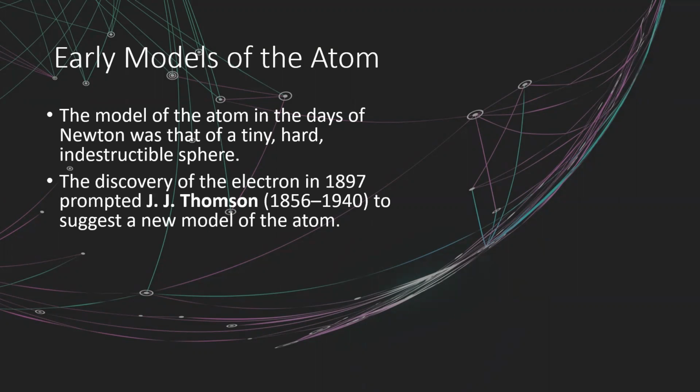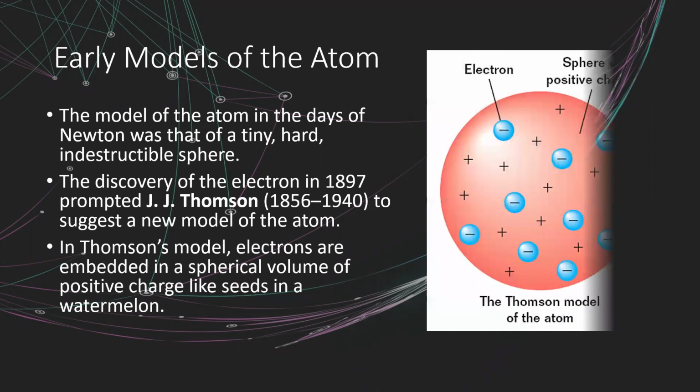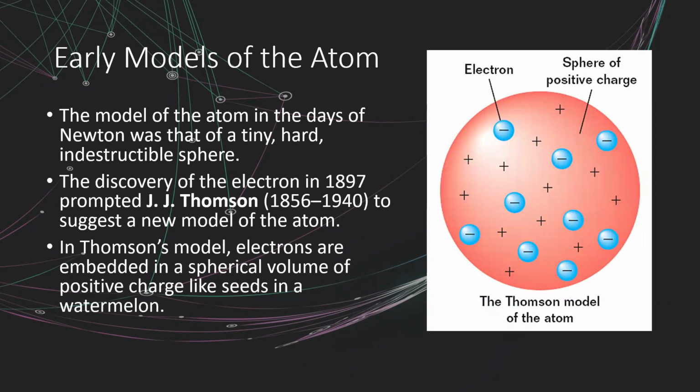But back in 1897, J.J. Thomson was looking at how the electron would fit into a model of the atom. So you might remember Thomson's model being called a plum pudding, or it kind of looks like a chocolate chip cookie. In Thomson's model, the electrons are embedded in a spherical volume surrounded by positive charges, kind of like seeds in a watermelon, okay?